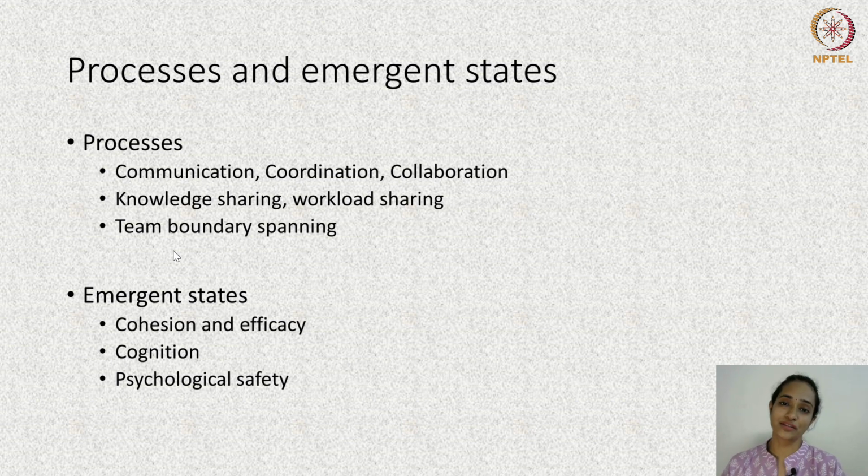Given the criticism which was leveled at the IPO, we will not only be looking at processes, but we will also be examining some important emergent states for better understanding team functioning. Processes which we will be focusing on include communication, coordination and collaboration between team members. Then we will look at sharing of knowledge and workload, and some other processes like team boundary spanning, which becomes very important for externally oriented teams.